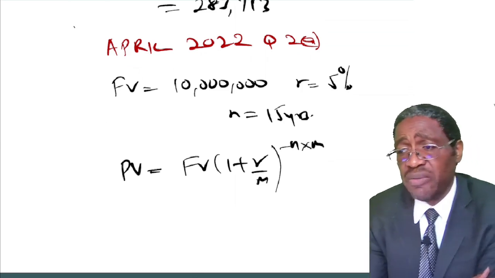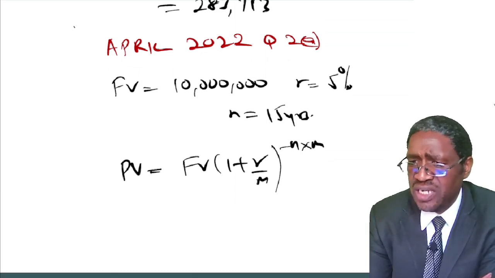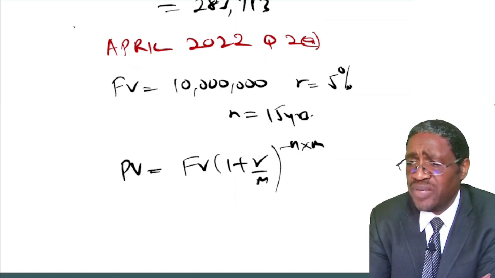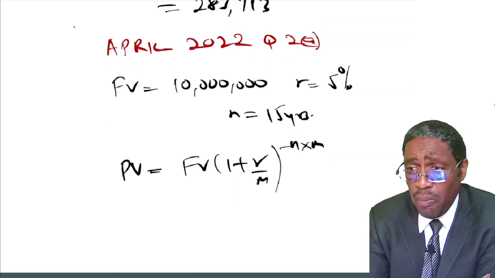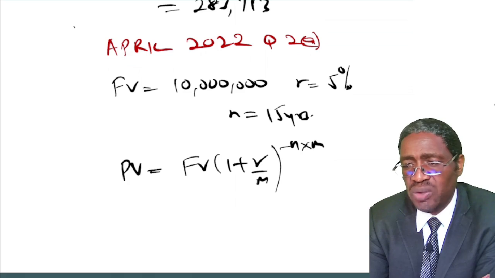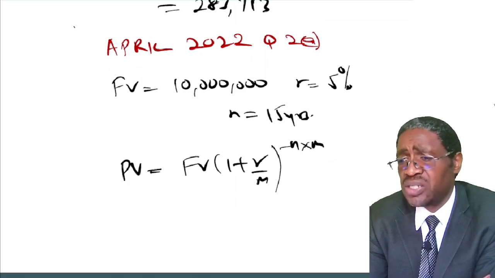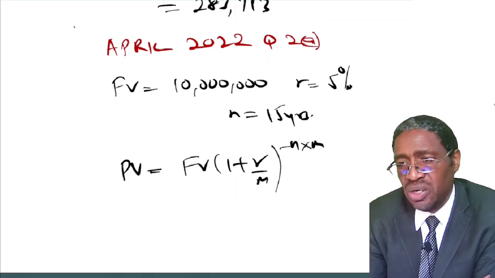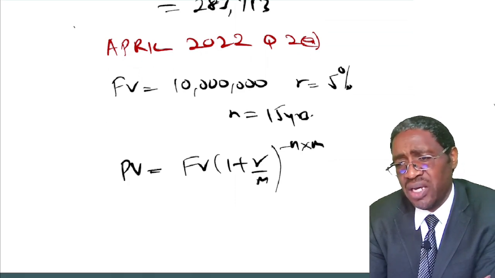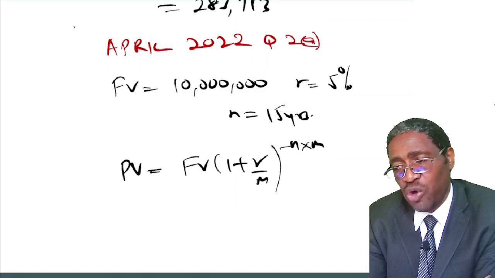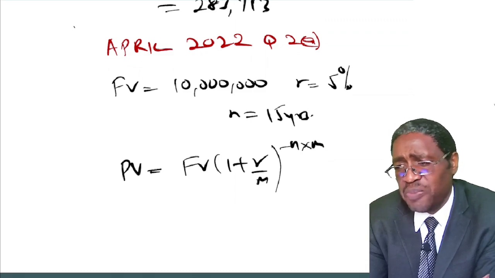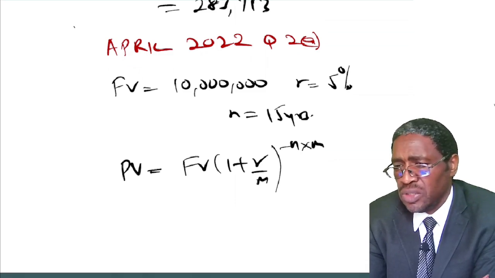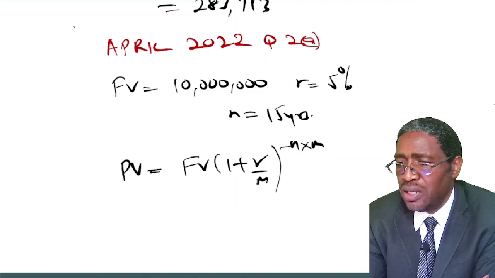Negative M times N. Of course, we defined the M last time, so we don't have to keep repeating. M is the frequency of compounding. N is the number of years, or number of periods. Then R is the rate per annum, which this time I'm dividing by the frequency of compounding, so that I get the rate per compounding.